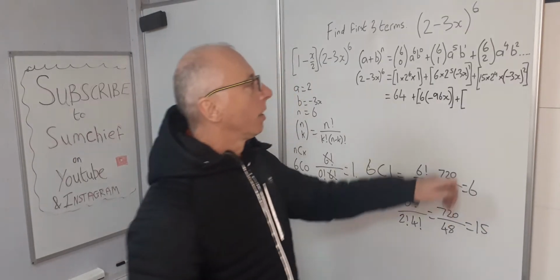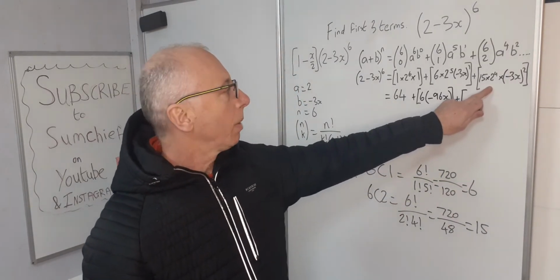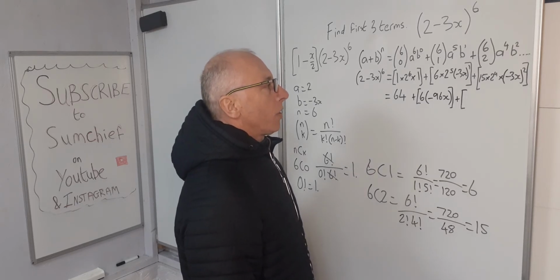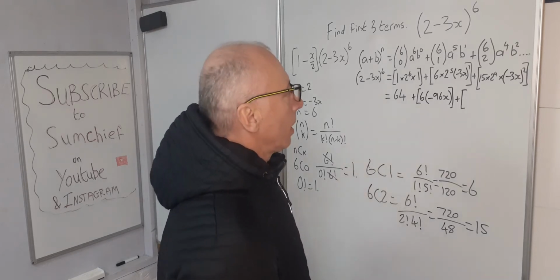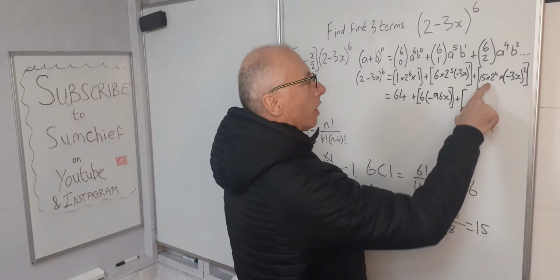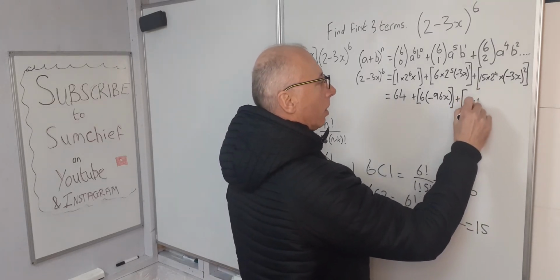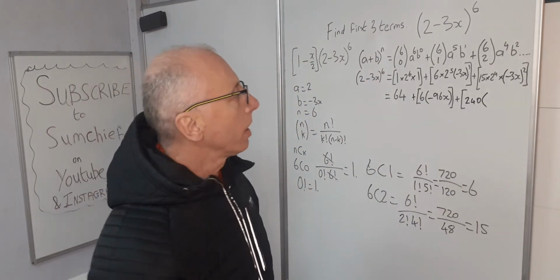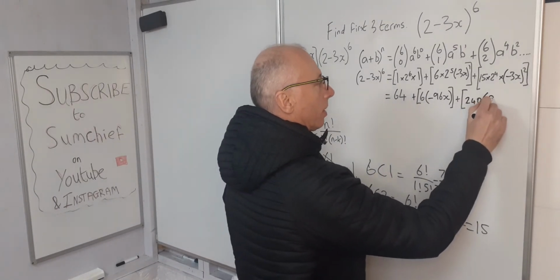And then here, 15 times 2 to the power of 4. 2, 4, 8, 16. So 15 times 16 is 240. That's 240, and then minus 3x squared is plus 9x squared.